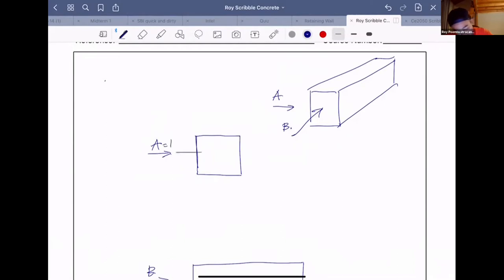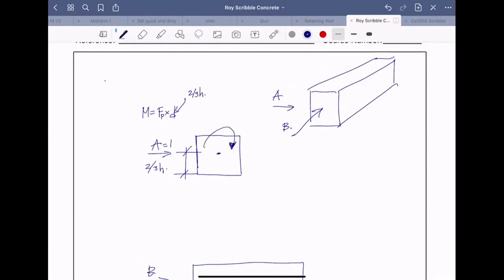And let's just say that you either know where the center mass is or you take two-thirds of the height. So simple statics says that moment is equal to force, which is your F sub P, times distance, which is essentially two-thirds the height. So essentially you'll get this moment. And these are going to be your reaction points, so those are where the anchors are, the spring legs.